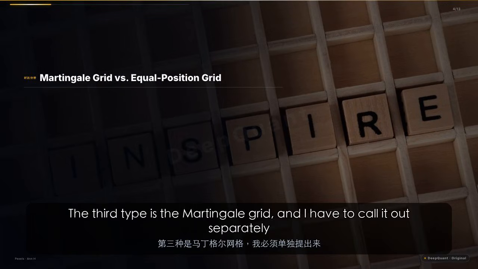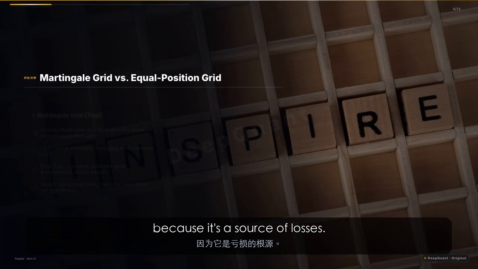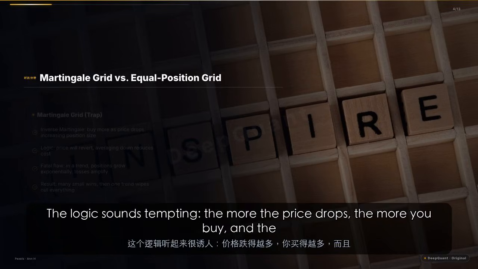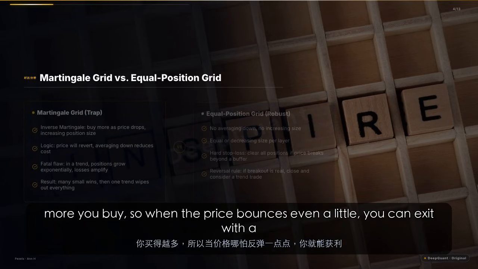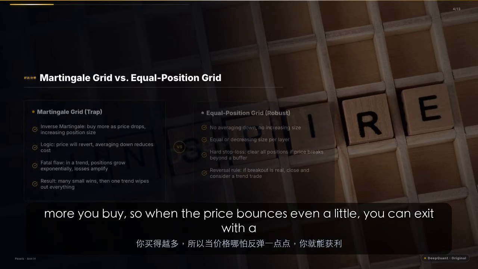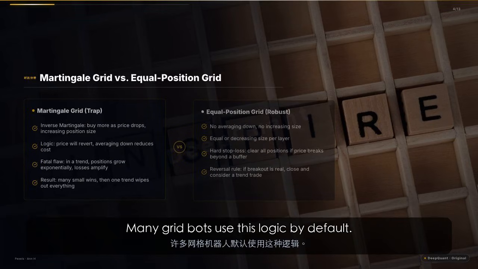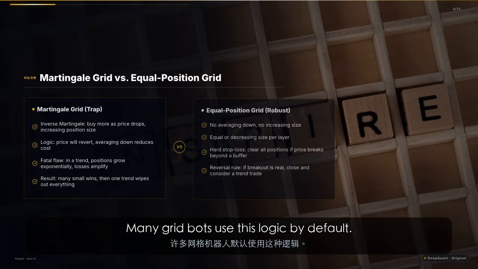The third type is the Martingale grid, and I have to call it out separately because it's a source of losses. The logic sounds tempting: the more the price drops, the more you buy, and the more you buy, so when the price bounces even a little, you can exit with a profit. Many grid bots use this logic by default. But it's a mathematical trap.